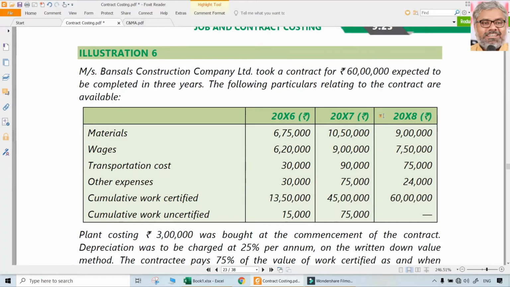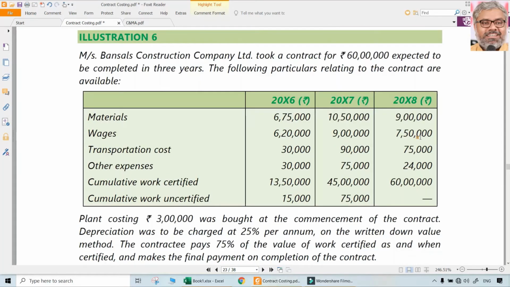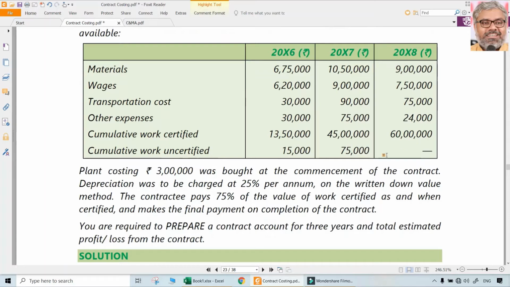Now, let's move on to illustration number 6. Mrs. Bansal's Construction Company Limited took a contract for 60 lakhs rupees, expected to be completed in 3 years. The following particulars relating to the contract are available. Plant costing 3 lakhs rupees was bought at the commencement of the contract. Depreciation was to be charged at the rate of 25% per annum on the written down value method.